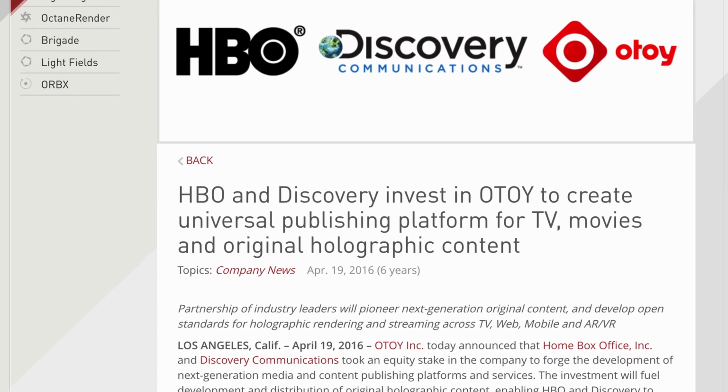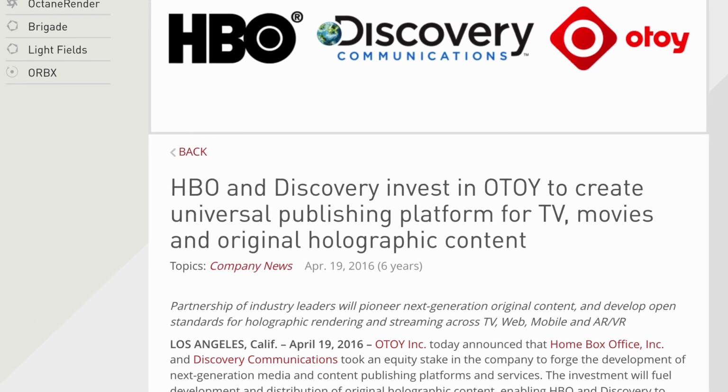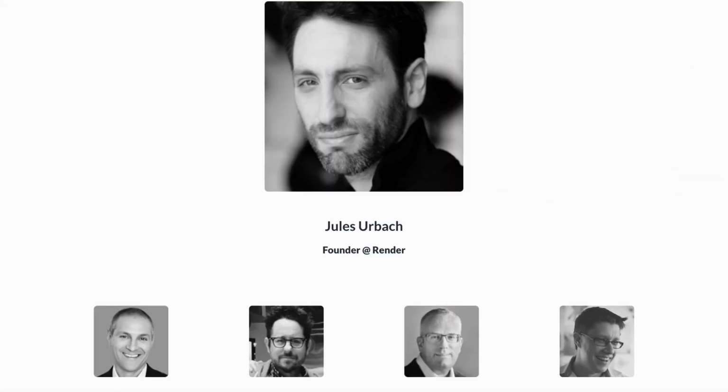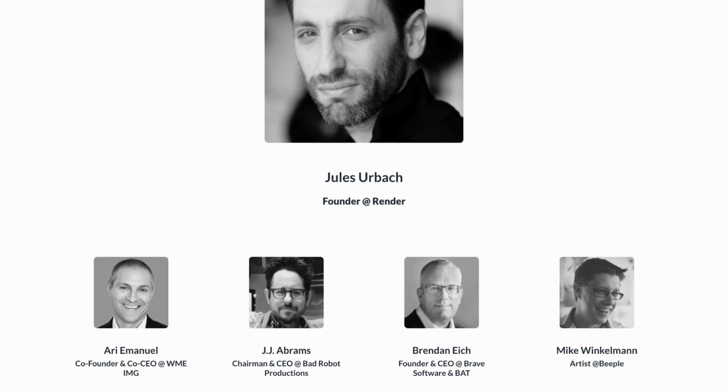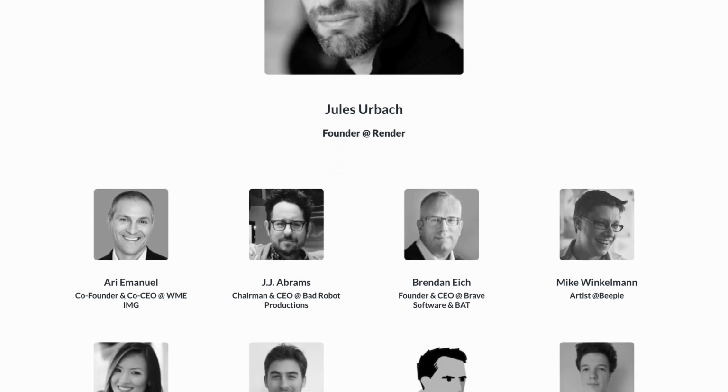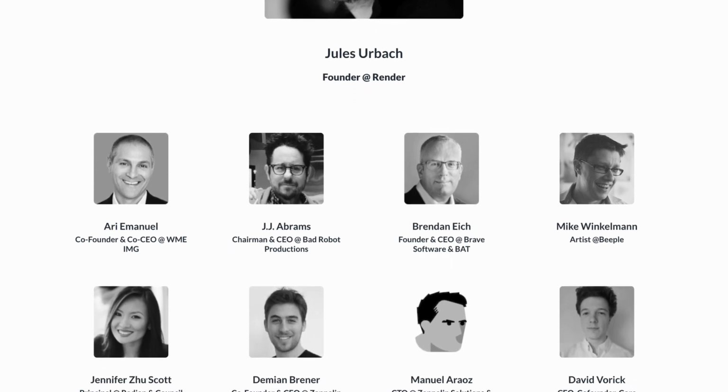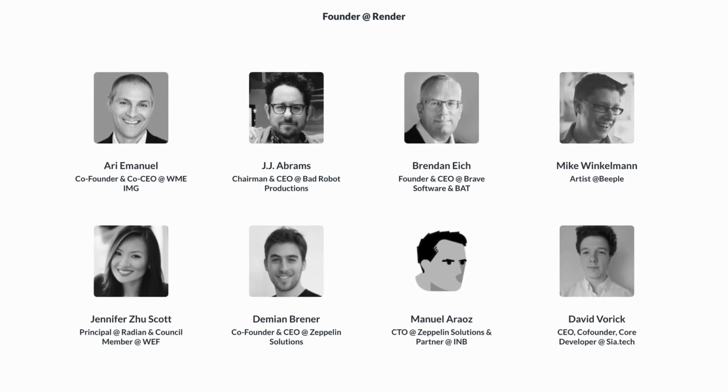Top-level investors such as HBO, Discovery, Autodesk, Yuri Milner. Also, a brief note regarding Render's top-of-the-line advisors. Ari Emanuel, a real big shot in the Hollywood industry. J.J. Abrams, a leading film director who has directed films such as Star Trek or Star Wars. Brendan Eich, founder of the Brave browser. Beeple, well-known digital artist who has worked with leading companies, among others. Amazing project, ambition of the future.